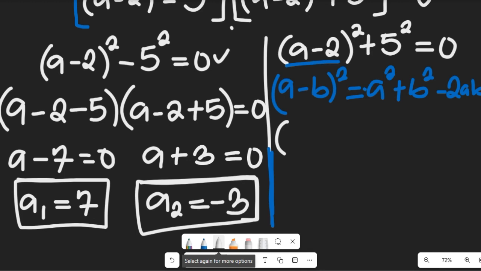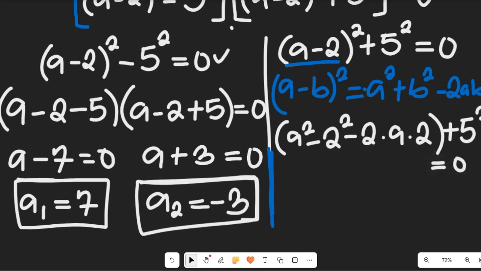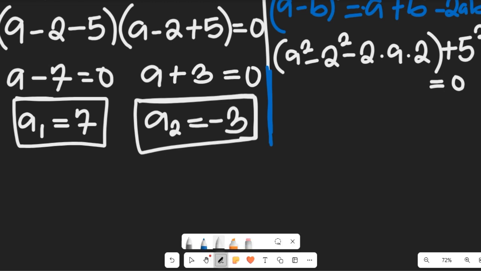So if we apply it for this expression, we're going to have a square minus 2 square, minus 2 multiplied by a multiplied by 2, plus 5 square, and this will be equal to 0. Now, if I simplify that expression, I have that expression to now give me a square.